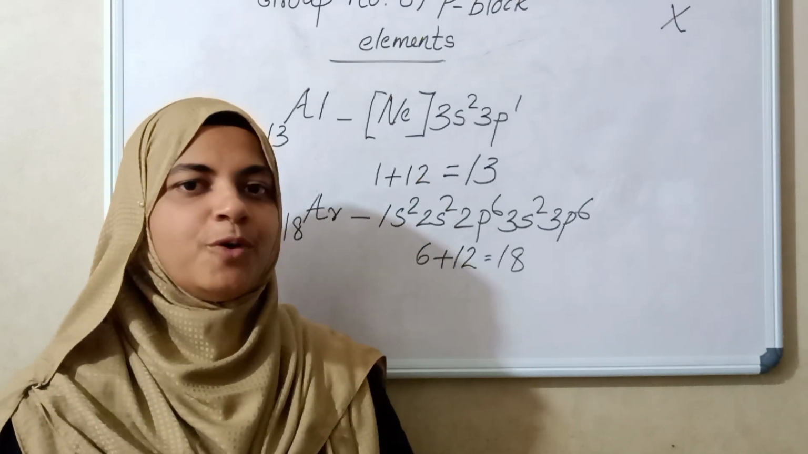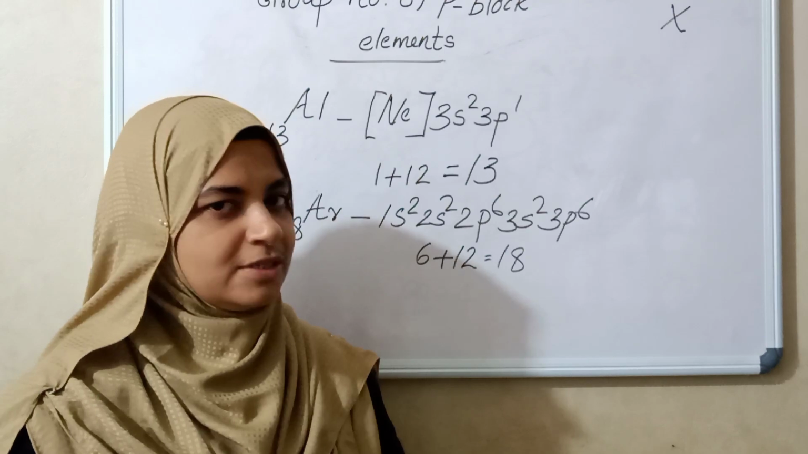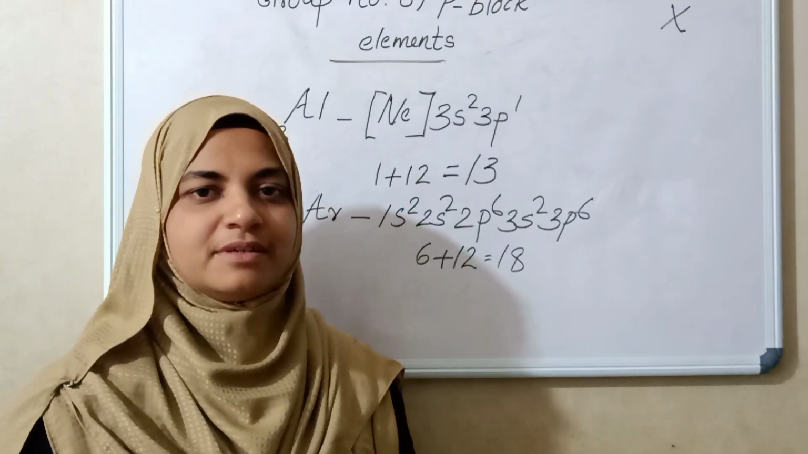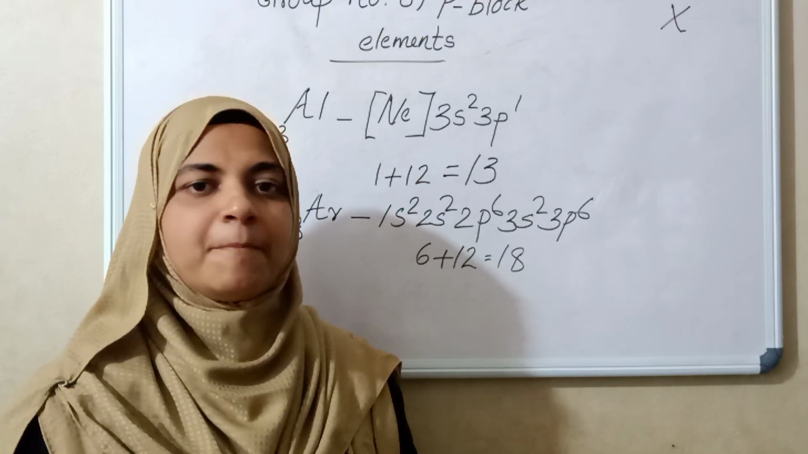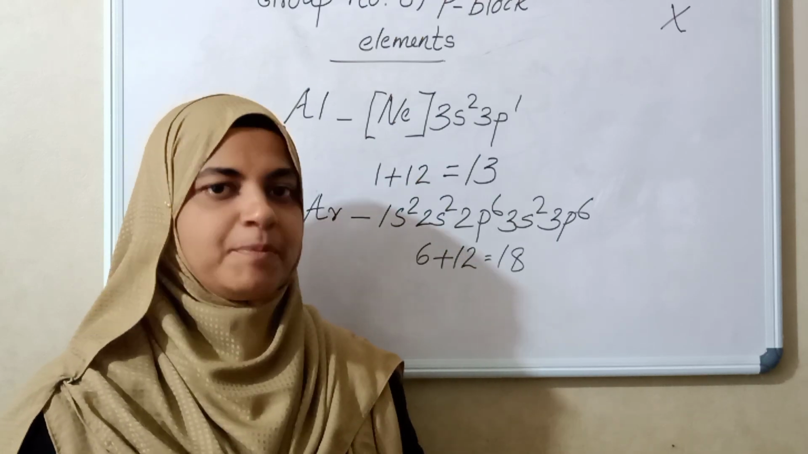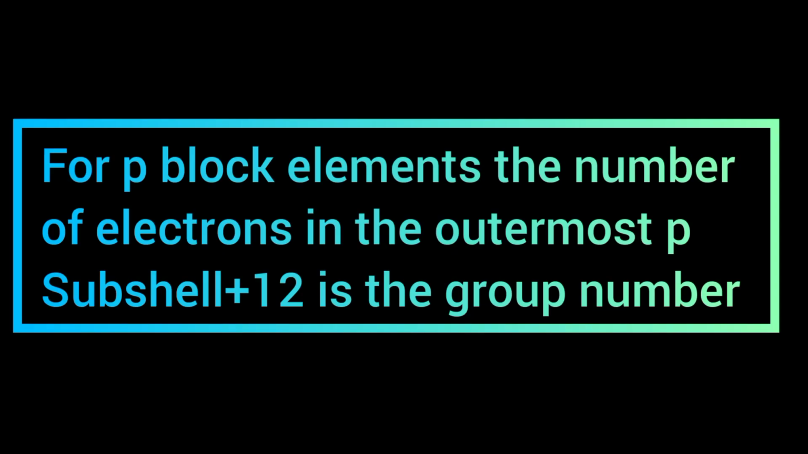That is, the group number of a P block element is equal to the number of electrons in the last P subshell plus 12. Okay.